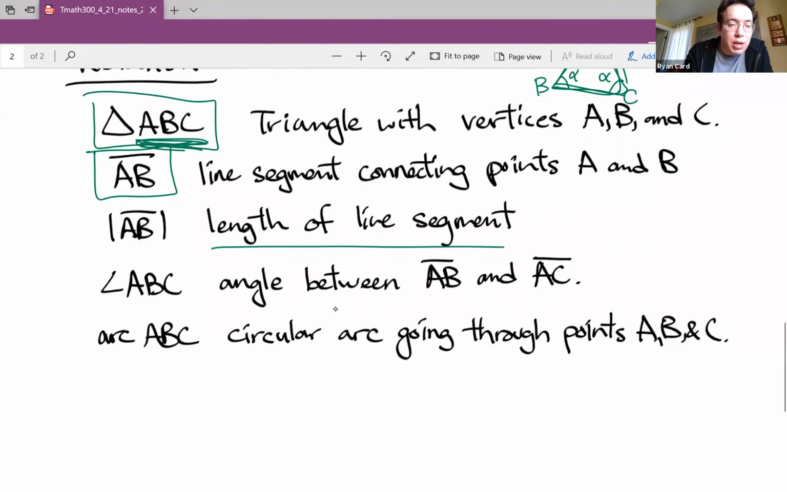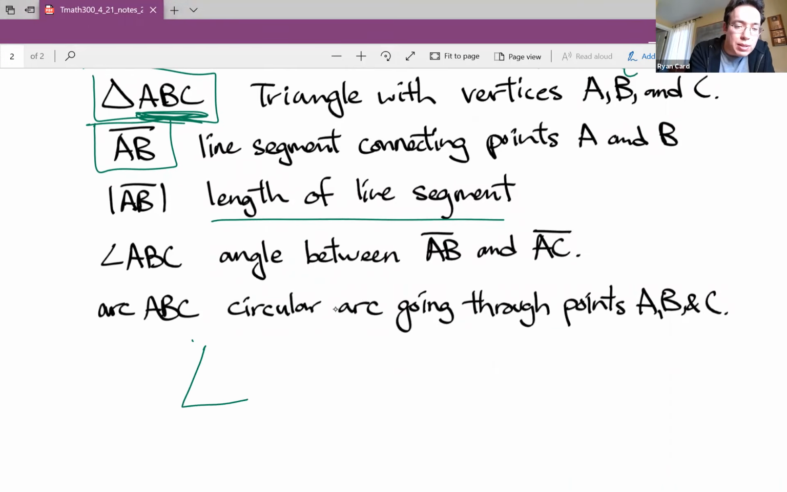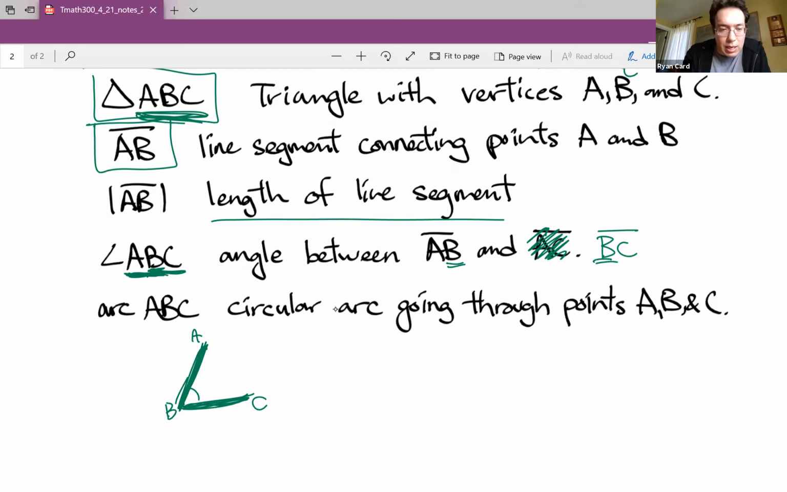If you want to talk about the angle measure of a particular angle, you indicate the incoming line segment and outgoing line segment. So if you write ABC, AB is the incoming line segment and BC is the outgoing line segment, and the angle is the angle between those two line segments. Oops, I think this is a mistake here. The angle ABC should be the angle between AB and BC. So the vertex you write down in the middle of this angle is the overlapping vertex of the two line segments.